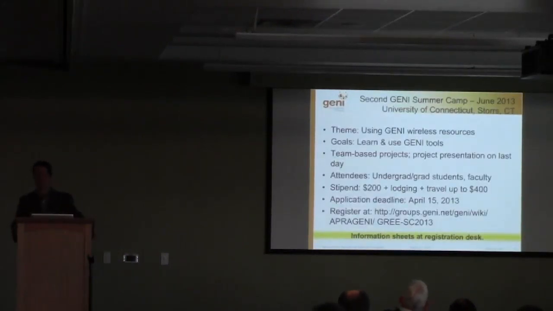The application deadline for the second GENIE summer camp in Connecticut at the University of Connecticut is April 15th. If you're interested in attending, please talk to Kai Chi or Bing. There are also information sheets with sign-up information available at the registration desk. Pick one up, come yourself, bring your students, invite your friends. It's been a very productive week in the past. It's a very good opportunity for somebody who's got an interest in GENIE but hasn't had the time to focus on learning the different components to spend a week and produce a project as a side effect.